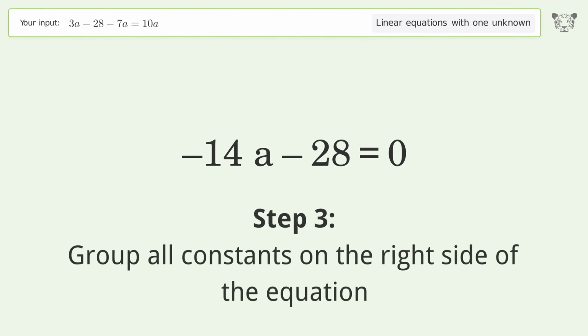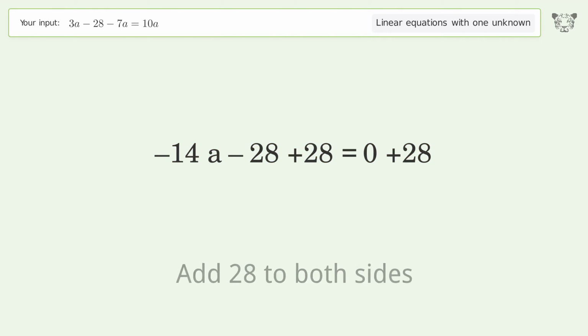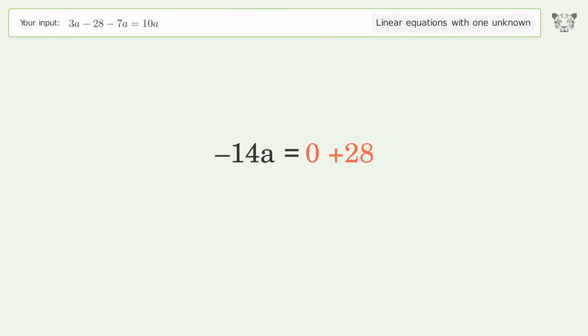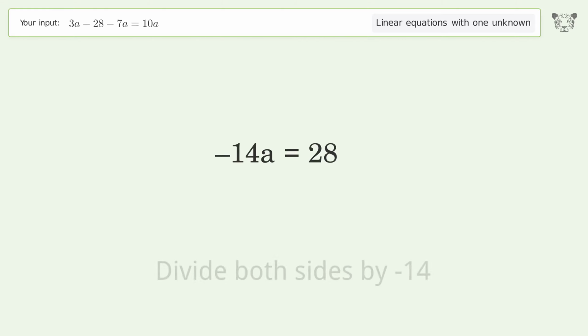Group all constants on the right side of the equation. Add 28 to both sides. Simplify the arithmetic. Isolate the a. Divide both sides by -14.